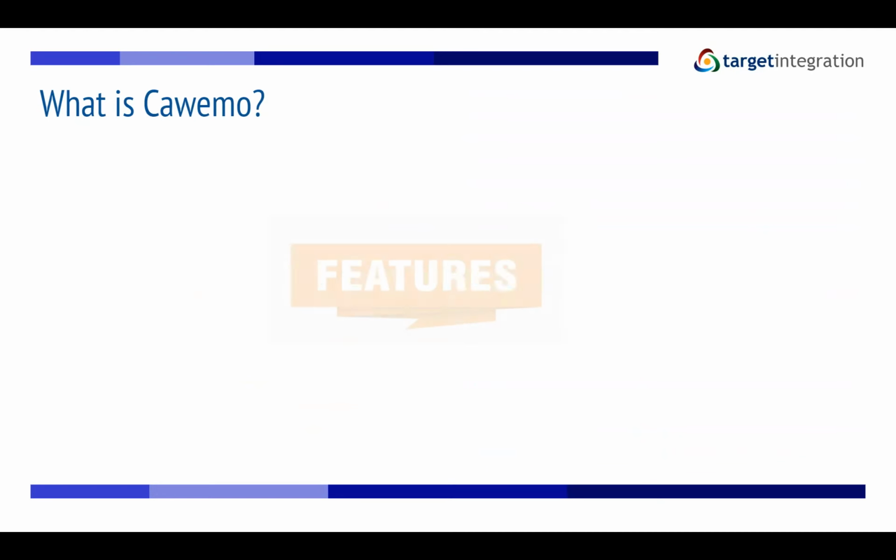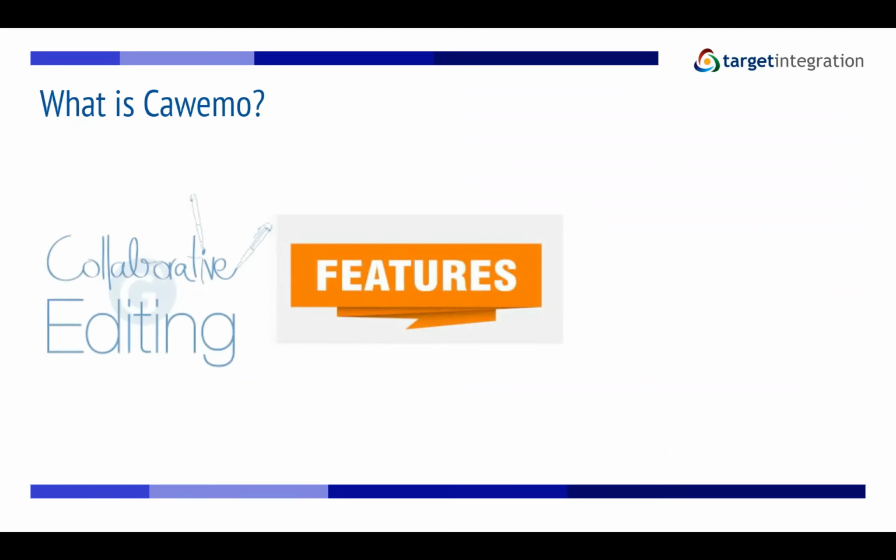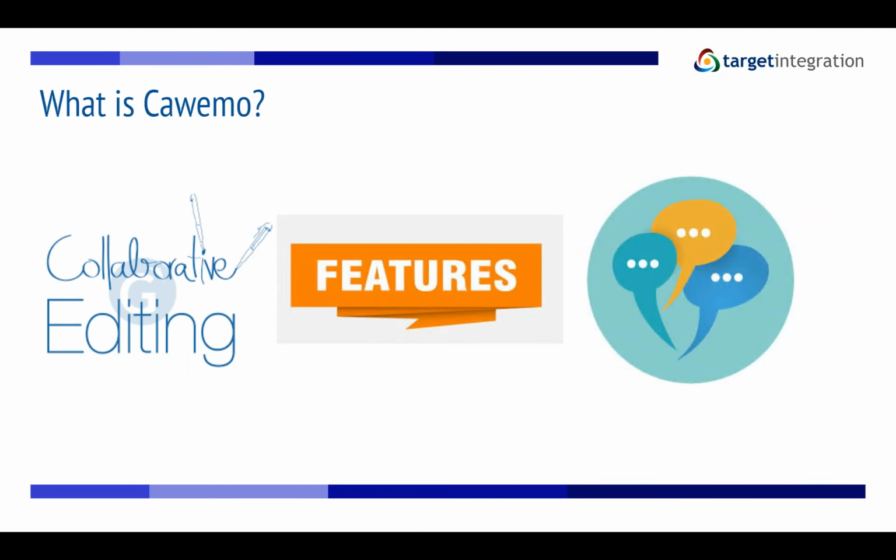So Cawemo's features, what are the features of Cawemo? Collaborative editing would be one of my favorite features of Cawemo, and with collaborative editing goes hand in hand comments and discussions. Collaborative editing basically allows you to collaborate with those within your organization. It allows you to work on one process with multiple people. And it just takes the weight off other people just doing one process by themselves. You can get inputs and ideas through the comments and discussion section.